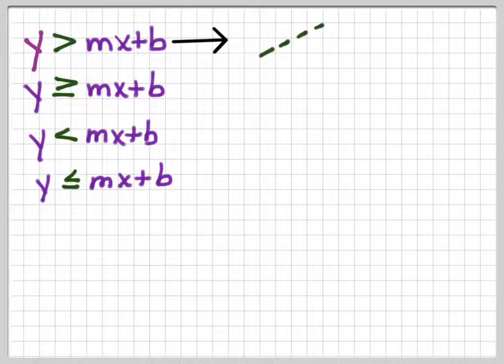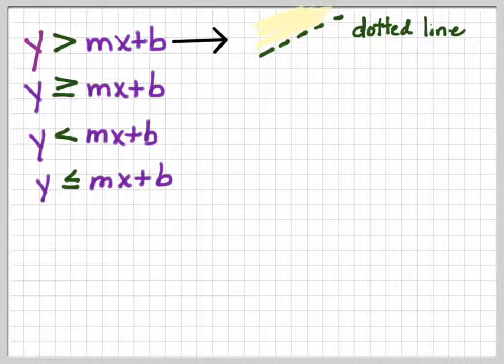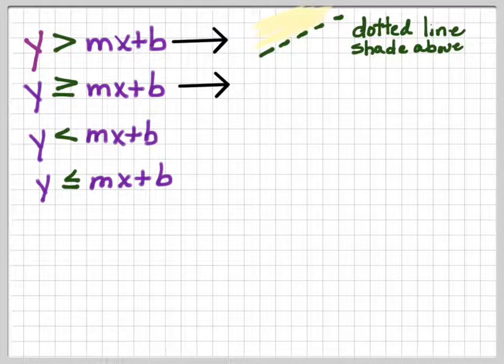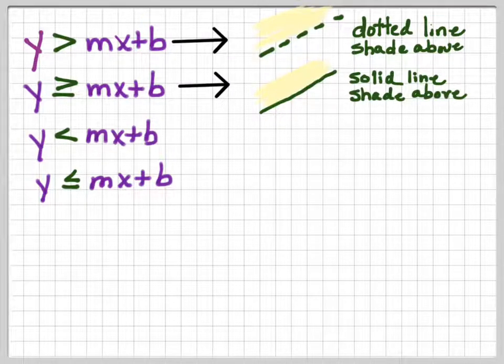Well, for this first one, it means we're going to have a dotted line because it doesn't have an equal sign, so the value can go up to that line, but it cannot touch that line. It cannot be a value on that line. So we'll have a dotted line, and because it's greater than, we're going to shade above. If we have greater than or equal to, that means that the value can go right to the line and actually lie on that line. So it's going to be a solid line and shade above again because it's greater than. Y is greater than. Y gets bigger. So it's a solid line and shade above.